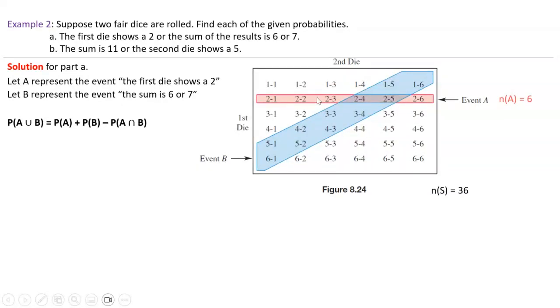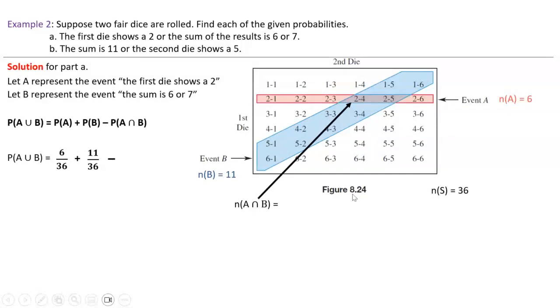There's going to be 6 of them here: 1, 2, 3, 4, 5, 6. So N of A is 6, and N of B is 11, because if we count them, we have 2, 4, 6, 8, 10, 11. So this is my formula. P of A is going to be 6 over 36. P of B will give us 11 over 36, minus the probability of A intersect B, which is what they have in common, where they intersect.